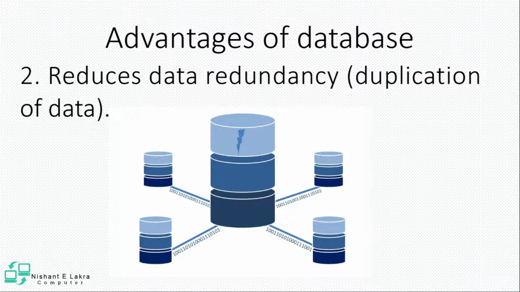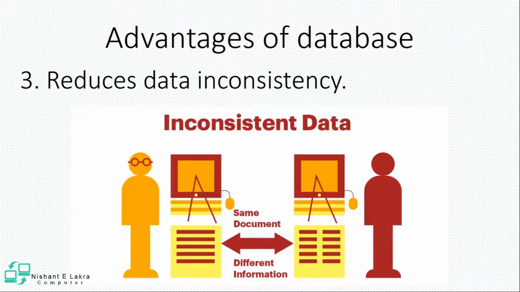The second advantage is it reduces data redundancy. Data redundancy refers to duplication of data. Whenever two similar names are written, a database automatically lets you know. So it reduces data redundancy, that is duplication of data. The third advantage of database is it reduces data inconsistency. Now I'll tell you what is inconsistency, or inconsistent data. Like you can see on the picture, there are two people, same document, but different information.